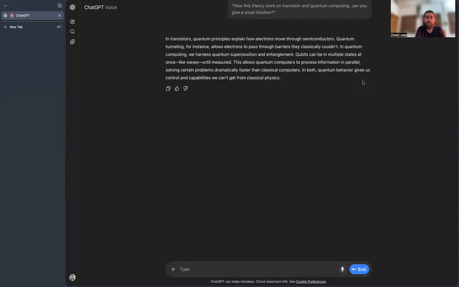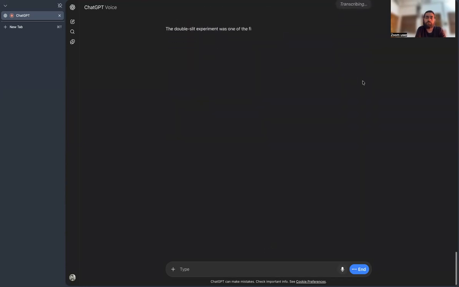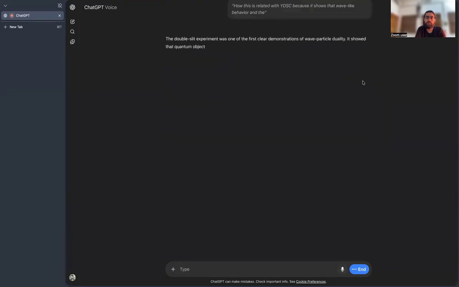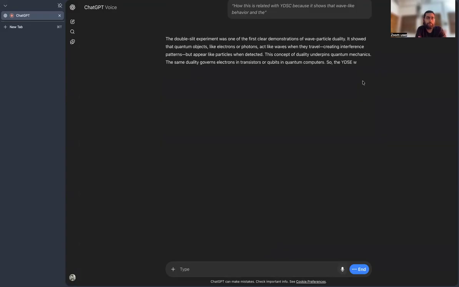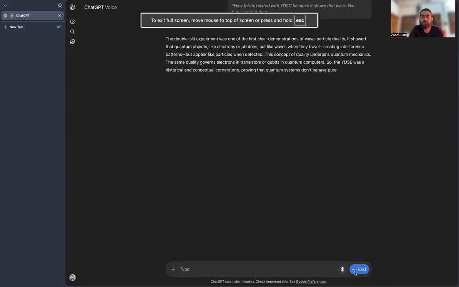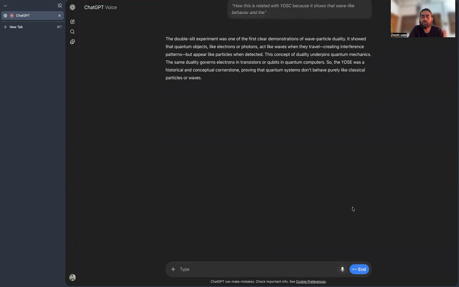How is this related to the YDSE, because it shows wave-like behavior and particle-like behavior? The double slit experiment was one of the first clear demonstrations of wave-particle duality. It showed that quantum objects, like electrons or photons, act like waves when they travel, creating interference patterns, but appear like particles when detected. This concept of duality underpins quantum mechanics. The same duality governs electrons in transistors or qubits in quantum computers. So the YDSE was a historical and conceptual cornerstone, proving that quantum systems don't behave purely like classical particles or waves.